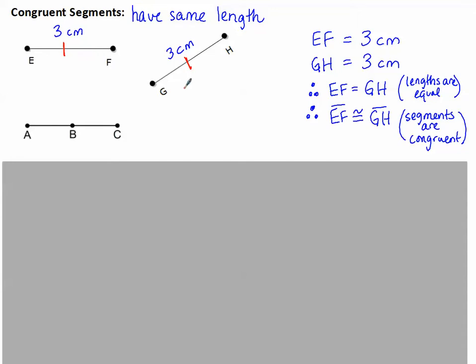Now, the segments don't have to be separate to be congruent. In this picture, if B is right in the middle, then segment AB might be congruent to segment BC. I could write it this way: segment AB is congruent to segment BC. What that means, since B is dividing it into 2 congruent segments, is that in conclusion, B is called the midpoint of segment AC.